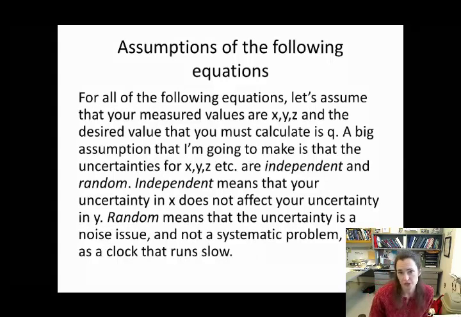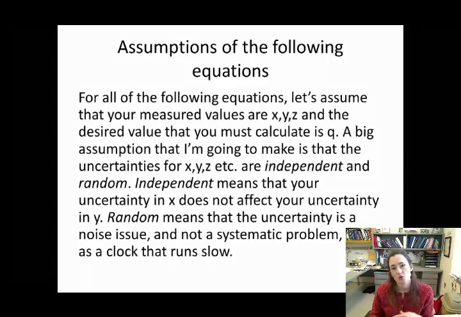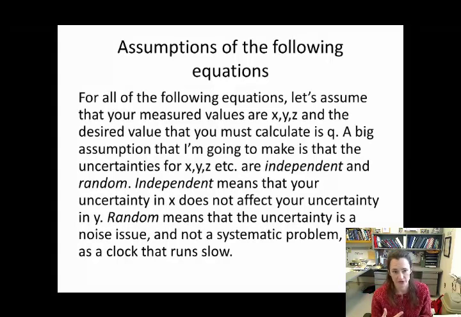What we're going to assume in all the equations that I've laid out so far is that our measured values for the purposes of these equations are going to be x, y, and z, okay? And the desired value that you have to calculate is q, okay? I'm going to make the big assumption that x, y, and z are independent of one another, and that the uncertainties associated with x, y, and z are random uncertainties. Okay? So to define those things, independent means that your uncertainty in x doesn't affect your uncertainty in y.